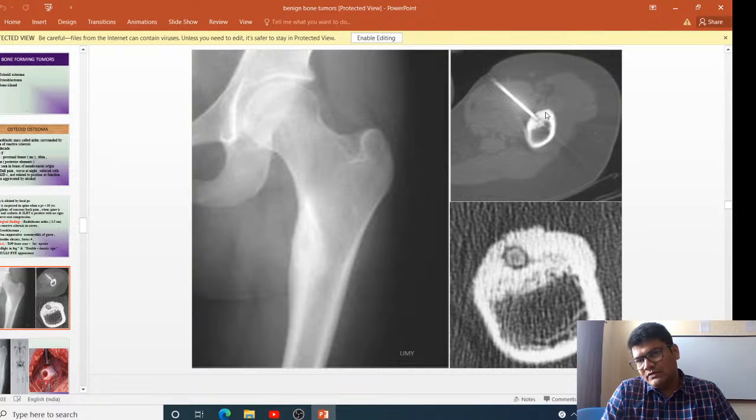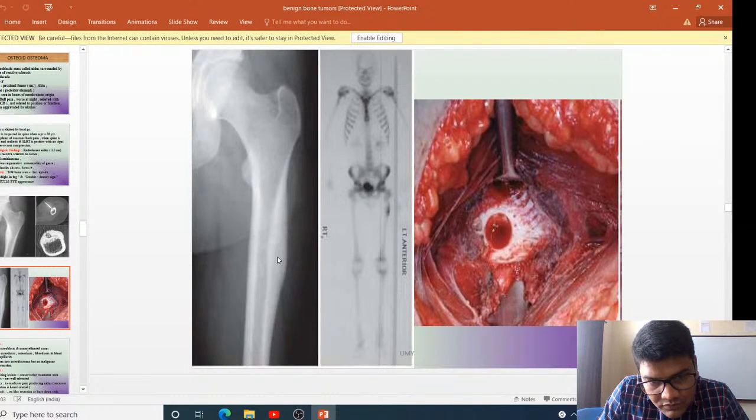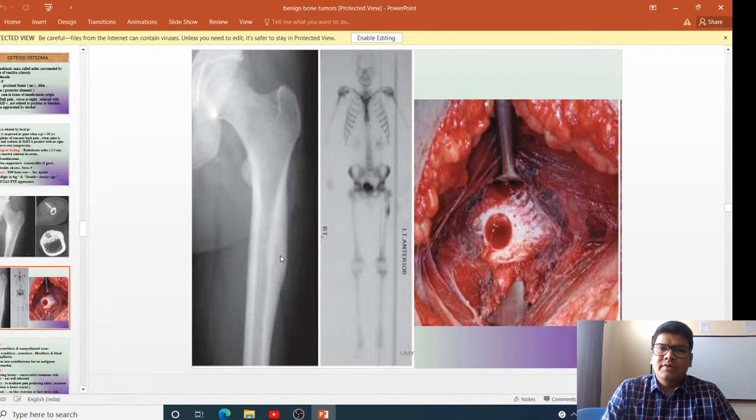Here on the CT, you can see a bull's eye appearance. There is another lesion here, and there is a small radiolucent area here. On the bone scan, this radiolucent area has given rise to increased uptake. Here you can see that we made a cortical window.